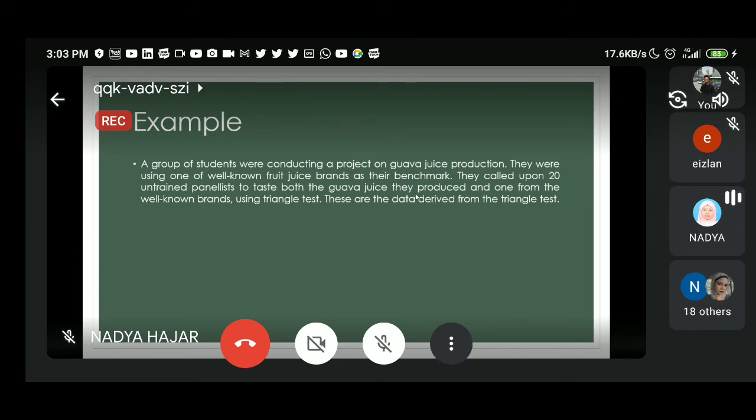Tapi depends pada objektif dia lah juga. Depends pada objektif you all juga. Kalau you all nak berbeza daripada yang ada dekat pasaran, so maksudnya you all tak berjaya lah. You all producing yang sama seperti apa yang ada dekat pasaran. So depends on your objective. Okay, boleh nampak kat sini?